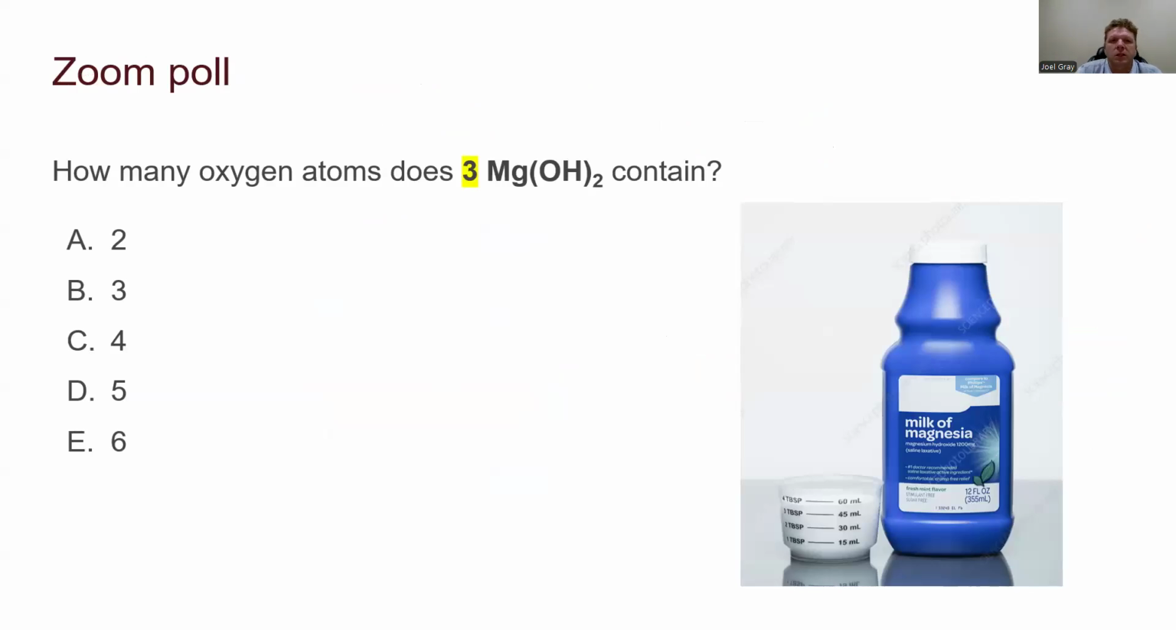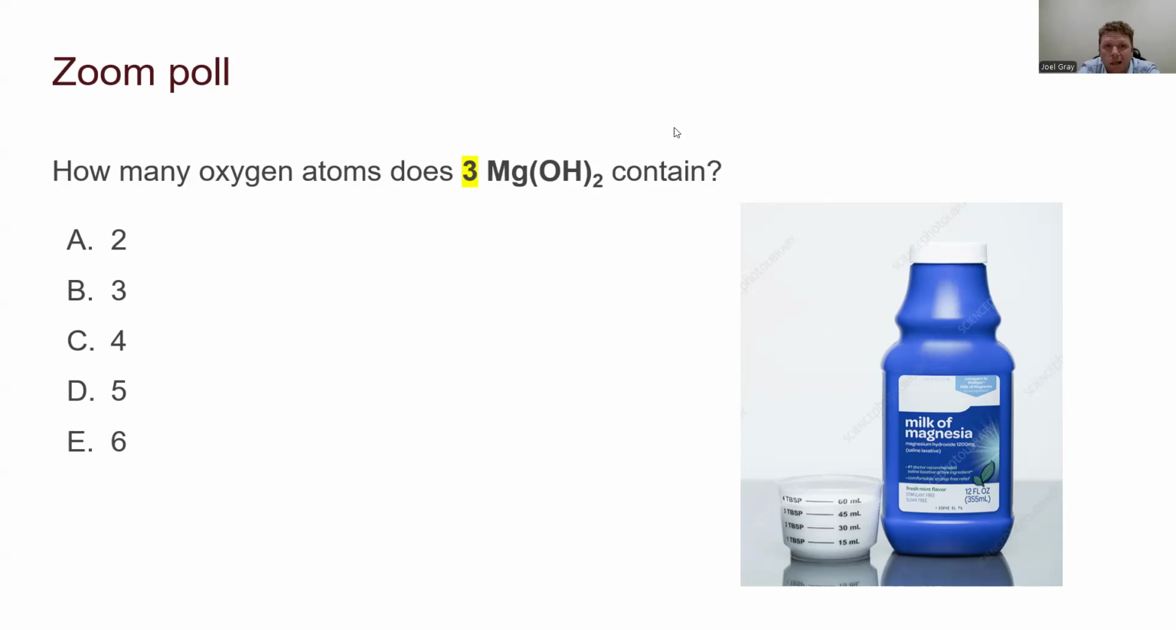Now, in order to address this sort of thing, we also need to be able to look at a question like this. And let's go back. I'm giving my own advice, third direction. Let's answer this Zoom poll. How many oxygen atoms does 3 MgOH2 have? I'm going to give you another 10 seconds. Okay, I'll give you a little bit more. But let's share the results.